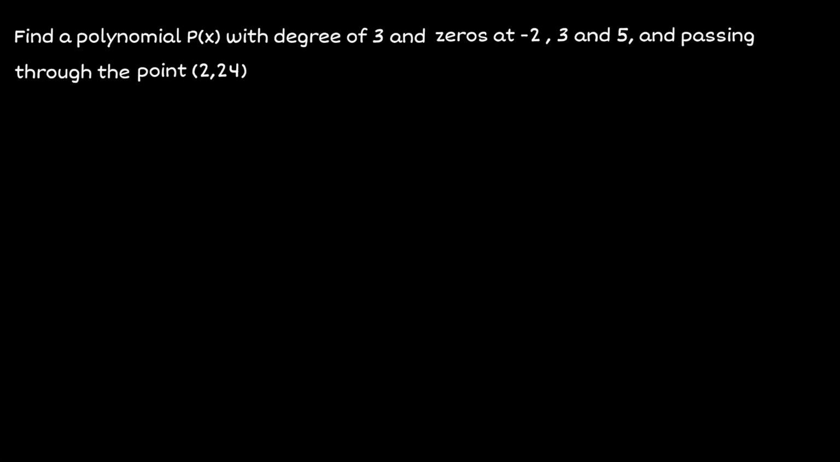Welcome. Let's look at this scenario where we want to define a polynomial. So we are given a description of this polynomial. Let's call it p of x. This polynomial is of degree 3, and in addition, we know the zeros are located at -2, 3, and 5. And zeros is just a fancy way of saying solutions. So we are given the 3 solutions of this polynomial. And in addition, we want to make sure that this polynomial passes through the point (2, 24).